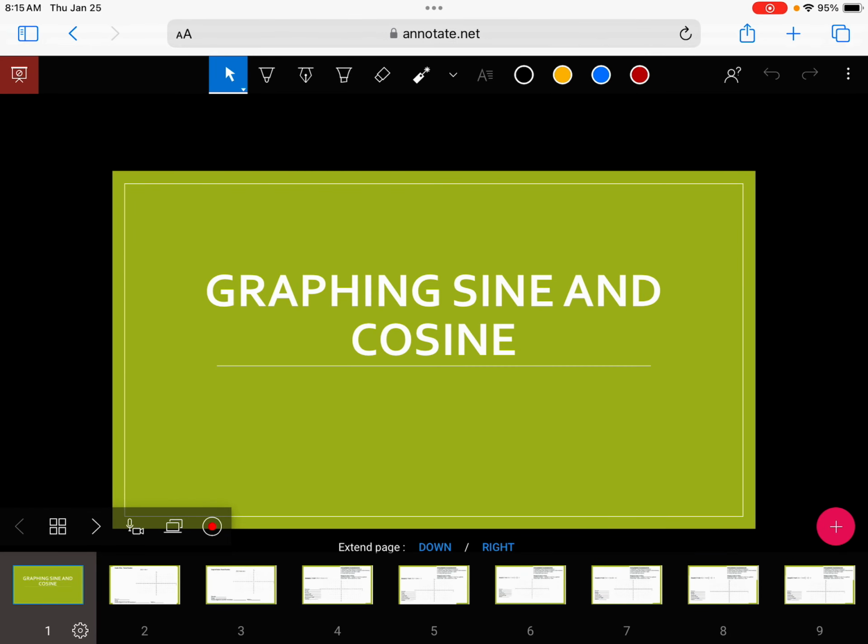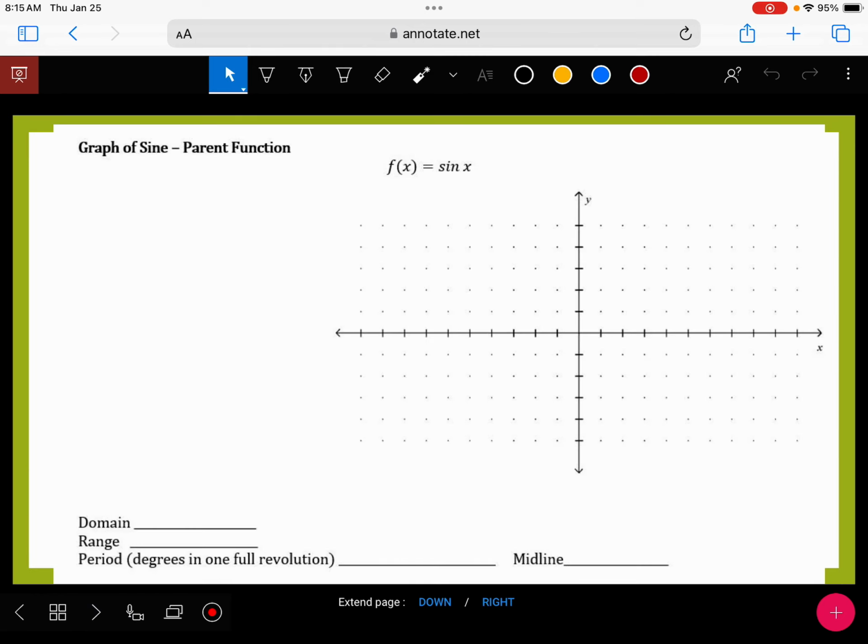So now we're finally going to get into that note packet that you guys have in front of you. Graphing sine and cosine. So first things first, we're going to graph the sine function, which you kind of just saw graphed for you. But we're really going to get into how that graph comes to be.